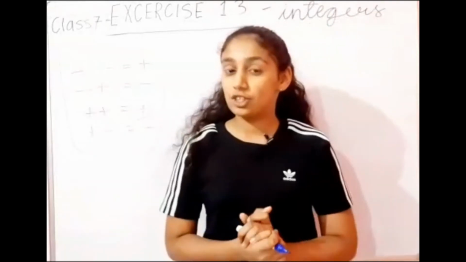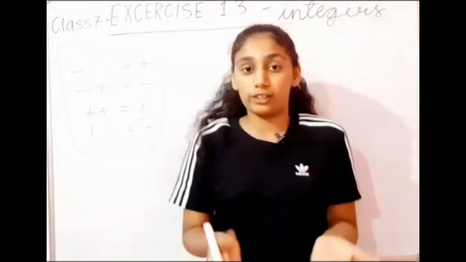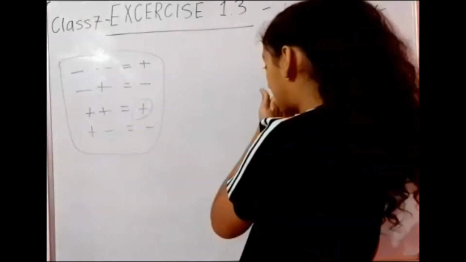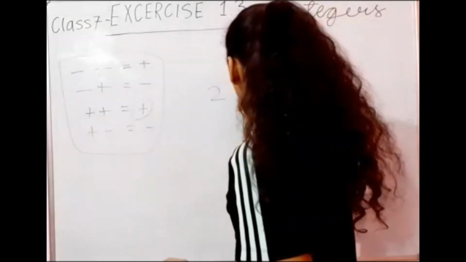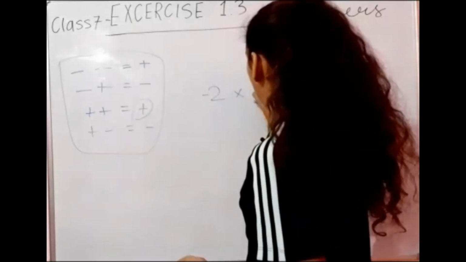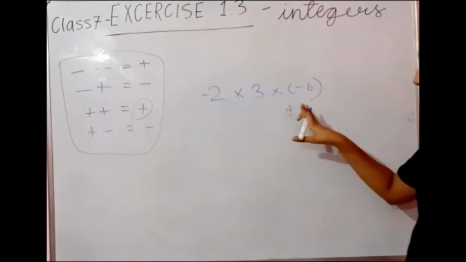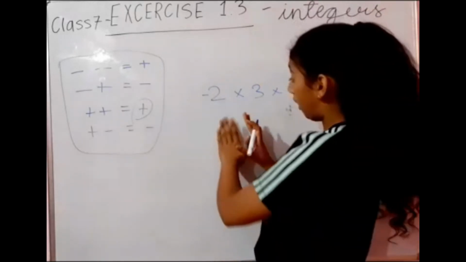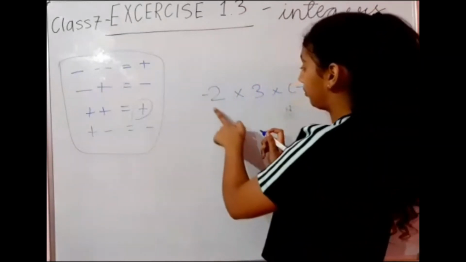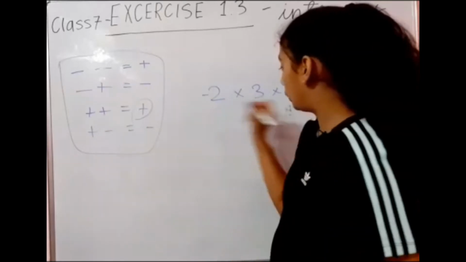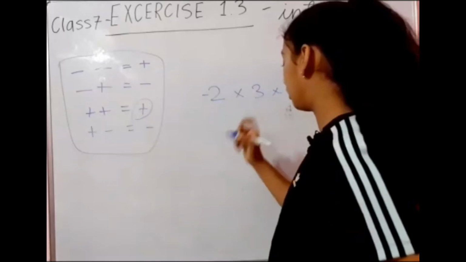So now let us learn how we multiply more than 3 integers. Now let's take an example: 2 into minus 3 into minus 6. Over here, let's forget the signs. 2 into 3 into 6. 2 3s are 6. 6 6s are 36.